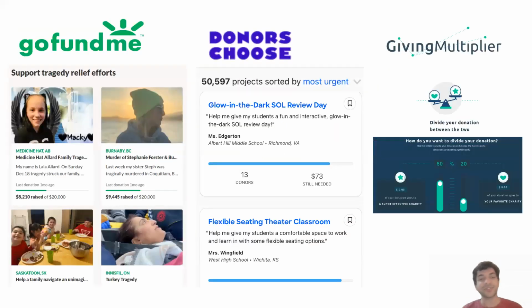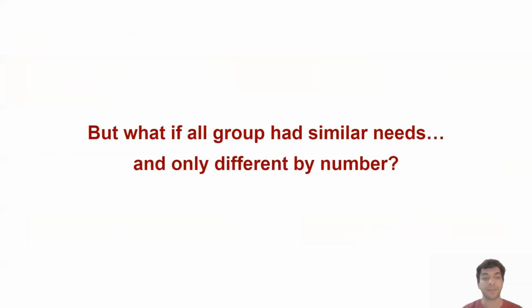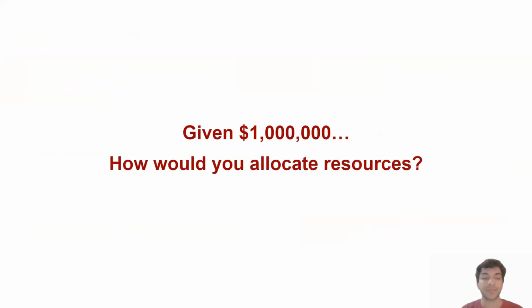Well, there exist tools to help people make donations, but most focus on donating more to a chosen cause, but they do not support how to donate fairly between different causes. Now imagine charitable programs that target groups of people that are very similar, have similar needs, and only differ by the number of people in the group. And you are responsible for allocating $1 million. What could prevent you from splitting fairly?